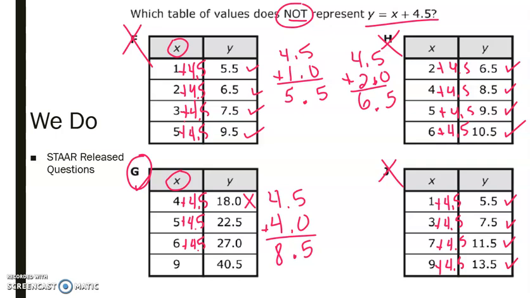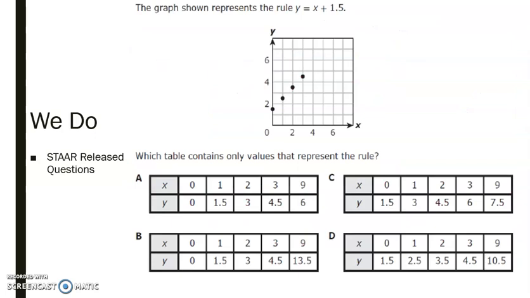Alright, let's go ahead and look at our next problem. So it says the table shown represents the rule y equals x plus 1 5/10. Which table contains only values that represent the rule? Okay, so we're going to go ahead and look at our values here. So y equals x plus 1 5/10.